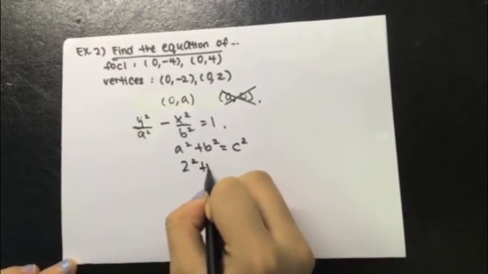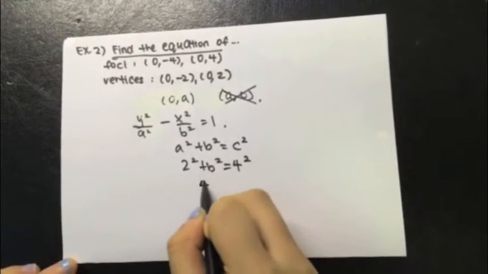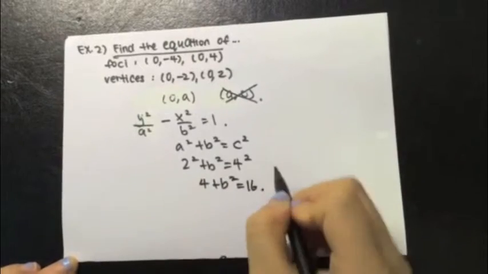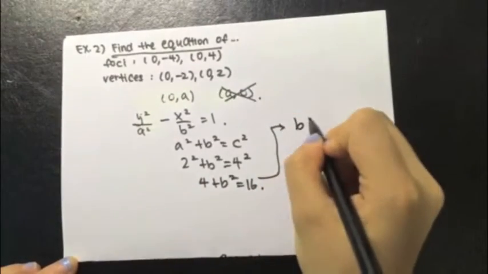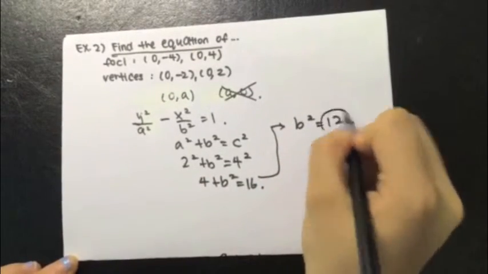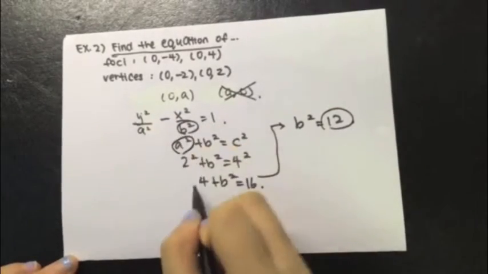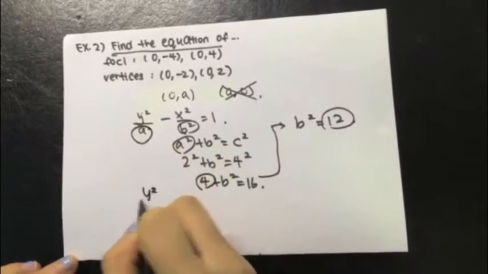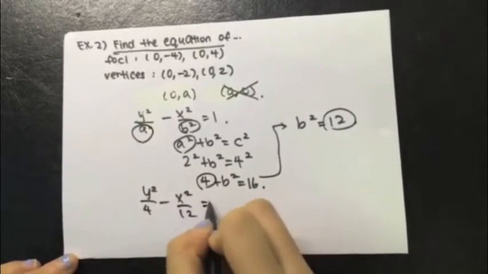And if you plug that in, it will be 2 squared plus b squared equals 4 squared, which is 4 plus b squared equals 16. And therefore, we know that b squared equals 12. And if we plug that in for b squared and 4 for a squared, the equation would equal this.